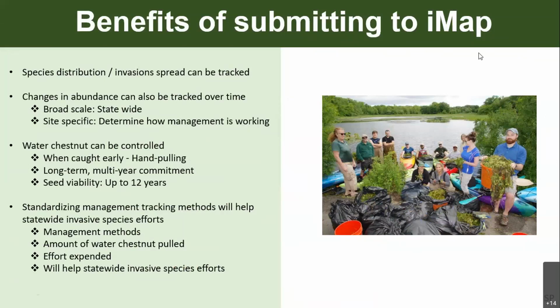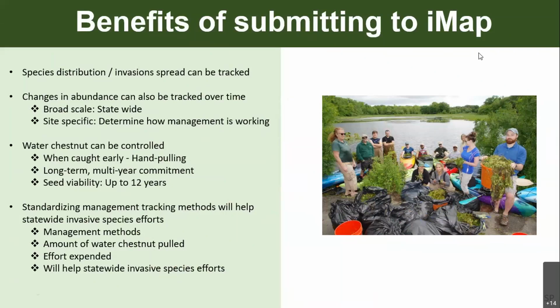You can look at the long term. It's important to note that water chestnut control is a long-term, multi-year commitment, and that's because the seed viability can be up to 12 years. So if you start to manage a site and you remove all of the water chestnut before it drops new seeds, the seeds from the previous year that those plants grew from could be growing for another 10 or 11 years. So you must go back year after year and remove the water chestnut that you find. Lauren will talk more about the ecology of the water chestnut.